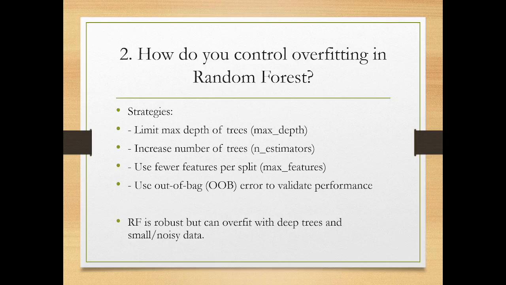The next parameter which can help us to control overfitting in random forest is out of bag error. Now out of bag error is an error which helps us when the tree that we are looking at has not seen the data and it still predicts the right error. So that can help us to evaluate the model performance.